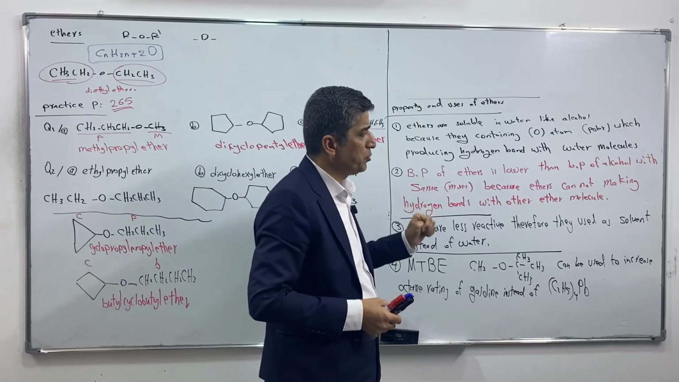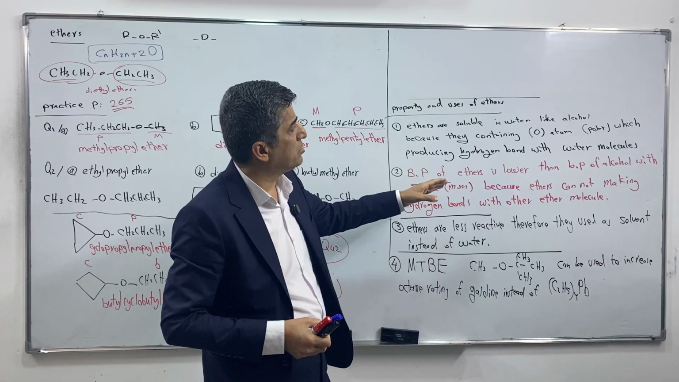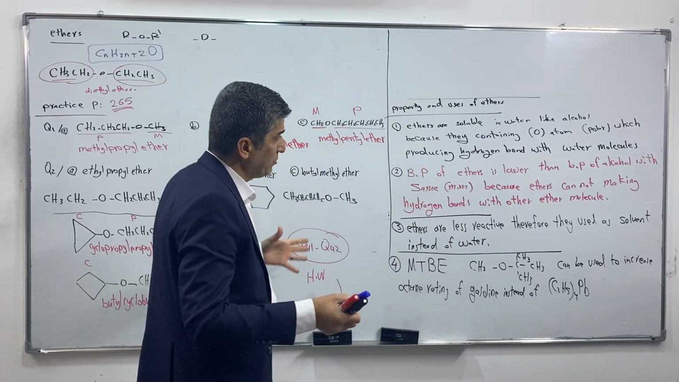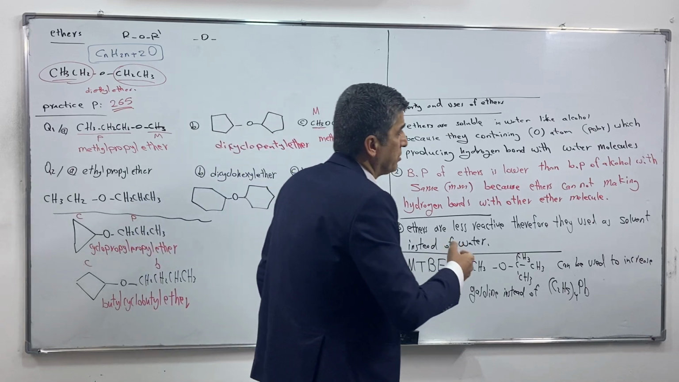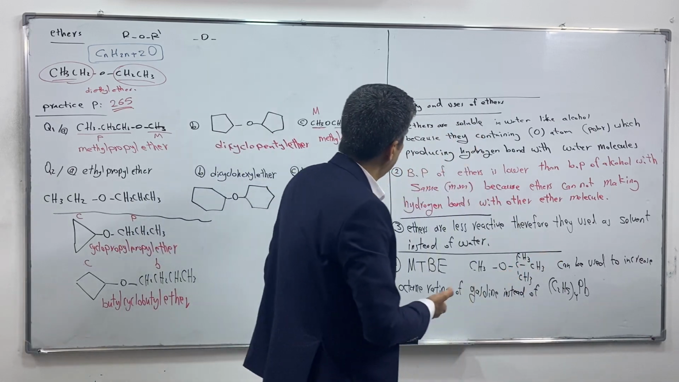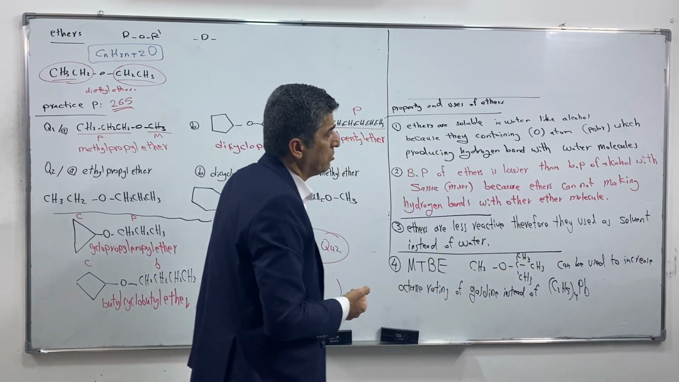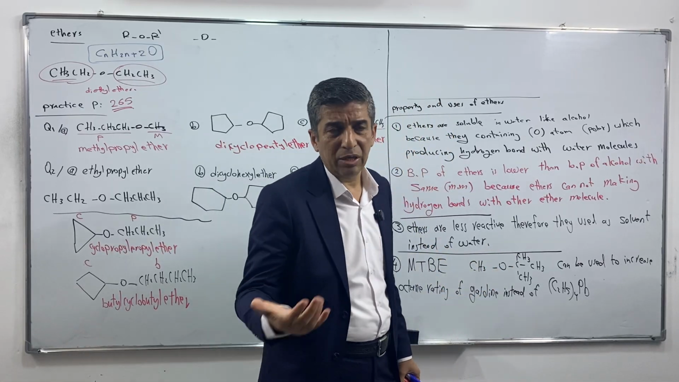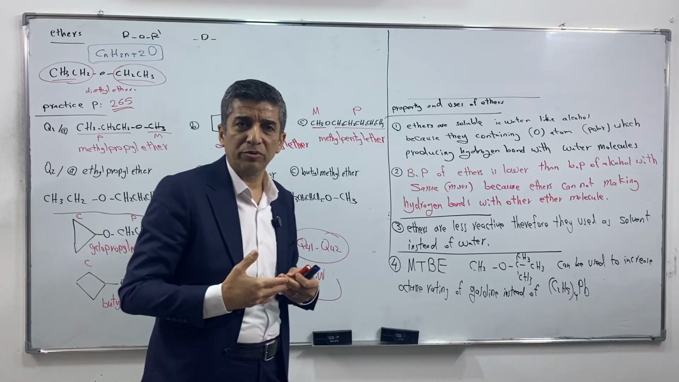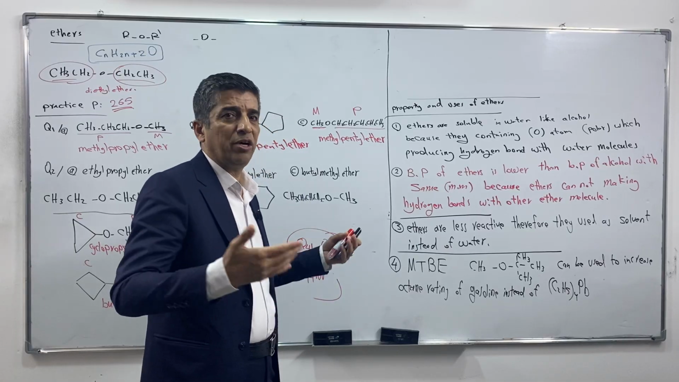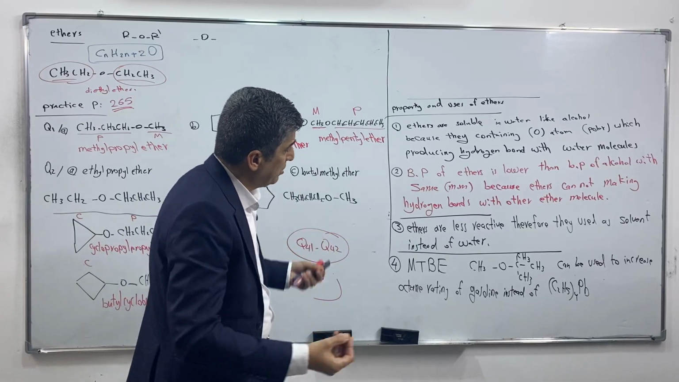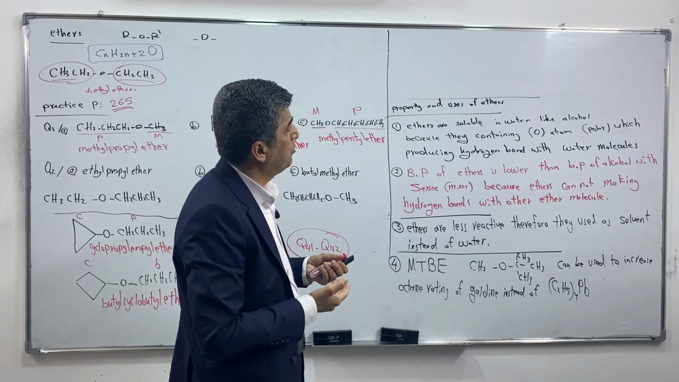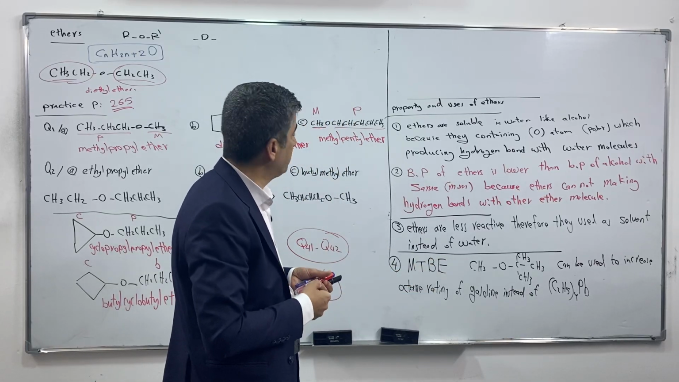And another property, the boiling point of ethers is lower than the boiling point of alcohols with the same molar mass. Why? Because ethers cannot make hydrogen bonds with other ether molecules. But between alcohol and alcohol we have hydrogen bonds. Between ether and ether we don't have any hydrogen bonds, just intermolecular forces. Therefore, the boiling point of alcohol is much higher than the boiling point of ethers.